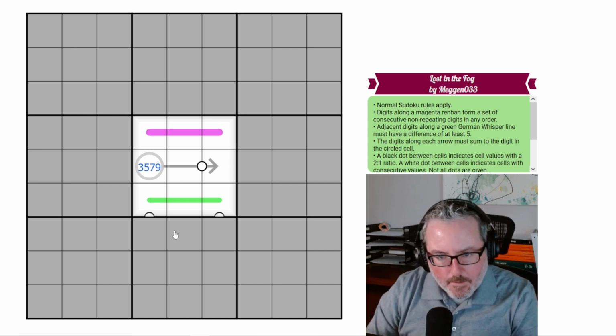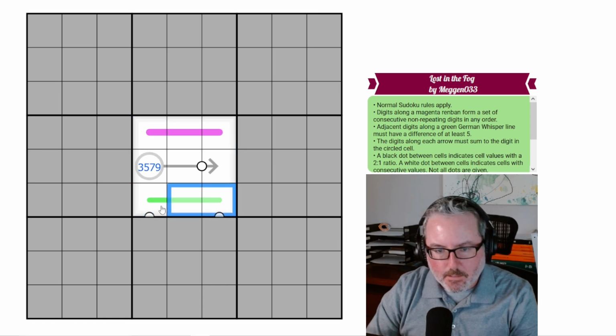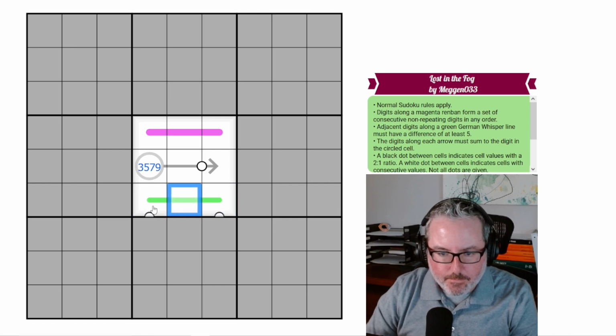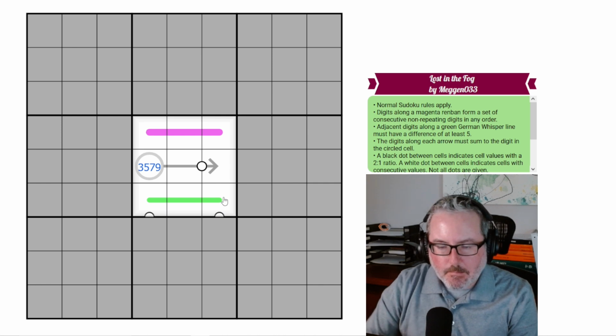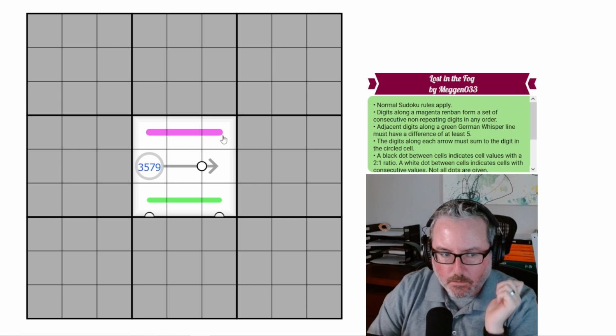Now, can we use the combination of all of these? Because like I said, on a German whispers line, we do know that we have an offset in highs and lows. So if this was a high digit, these would both be low. If this was a low digit, these would both be high. But can we pull that together and determine where we can start to whittle down what these possibilities can be?